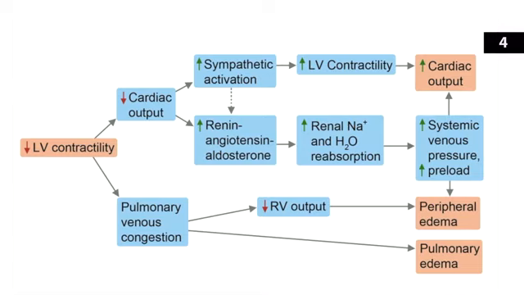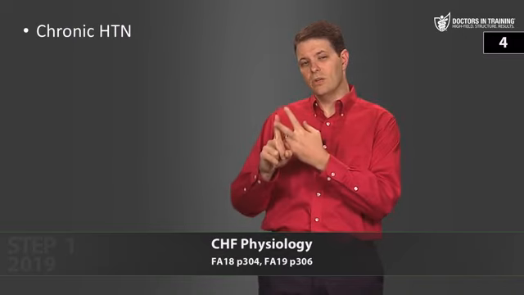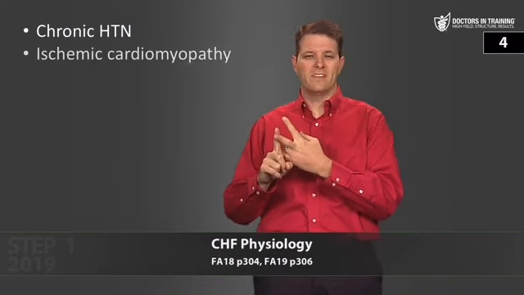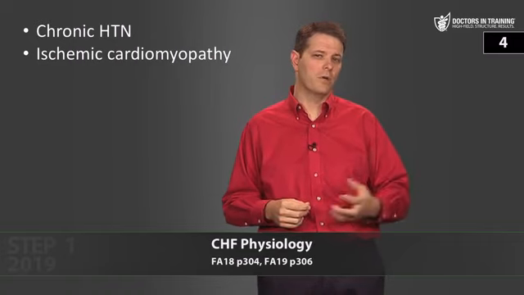On the far left, it starts out with decreased left ventricular contractility. That's pump failure. You have pump failure because the heart isn't contracting as efficiently. And what causes decreased left ventricular contractility? Well, the two most common causes are chronic hypertension and ischemic heart disease, including myocardial infarction. So we call this ischemic cardiomyopathy. But chronic hypertension is probably the most common cause.